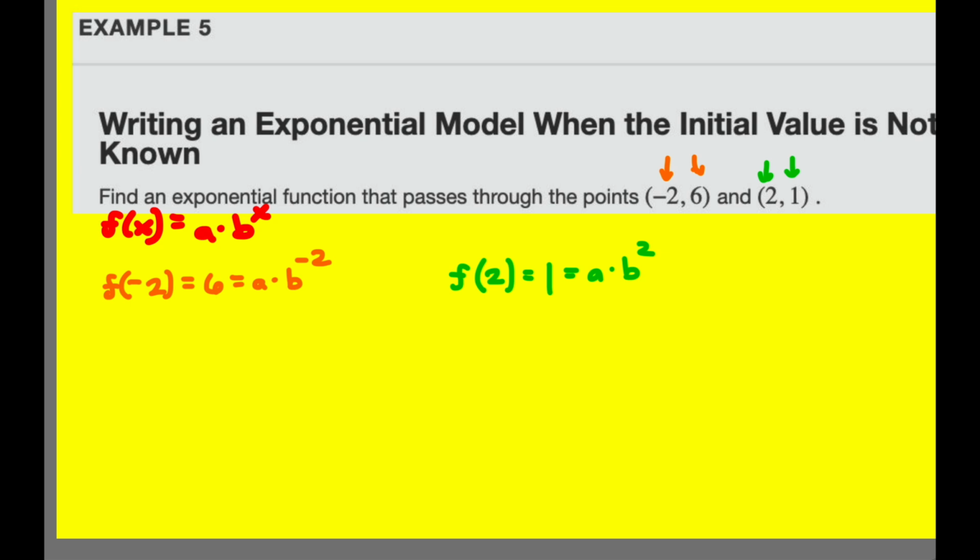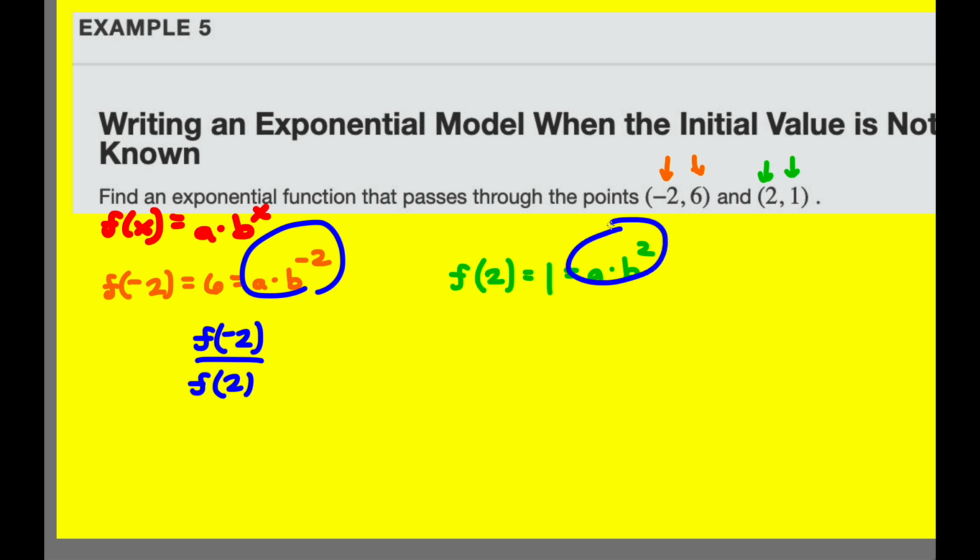An interesting thing happens if you divide f of negative 2 by f of 2, that means I'm dividing this by this. Those a's are going to cancel. That's pretty ideal because if the a's cancel, then we're only going to be left with b's, and then we can actually solve. Whenever you solve, you need to solve with one variable. So what we're going to do is cancel out those a's by dividing and solve for b.